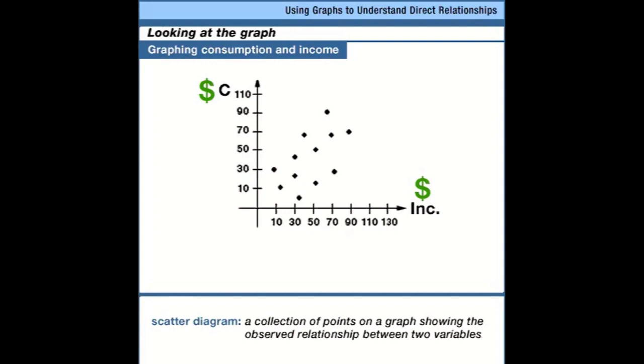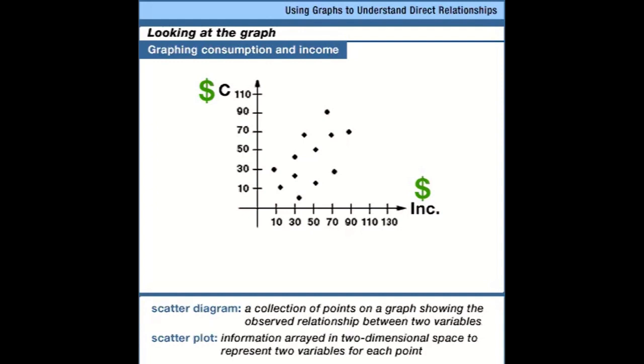This is a scatter plot. It's information arrayed in a two-dimensional space to represent two variables for each data point. That is, the income and the associated consumption spending for one particular household. Now, once you've got a scatter plot like this, the next thing that you're tempted to do is to fit a line to that information to notice the general relationship between the two variables.